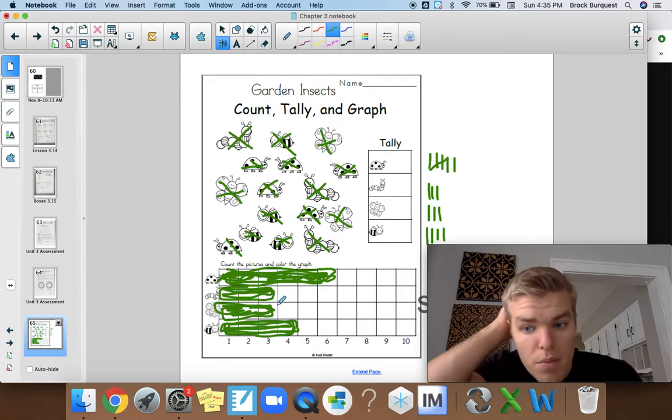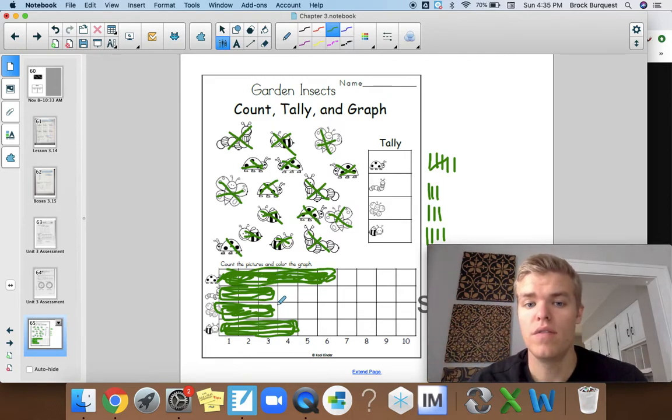But now we have a graph of all of our insects. Which one do you think has the most? It's super easy to tell because our graph shows the biggest bar means there's the most insects. Which one has the least? Well, that's easy to tell too because you look at the shortest bar on the graph. And it looks like the least amount was caterpillars and butterflies.